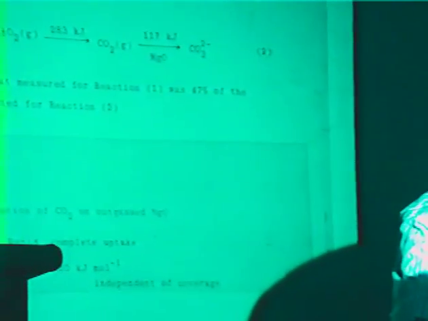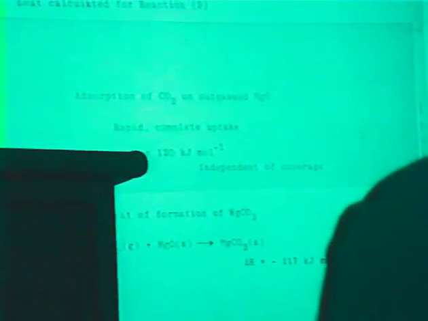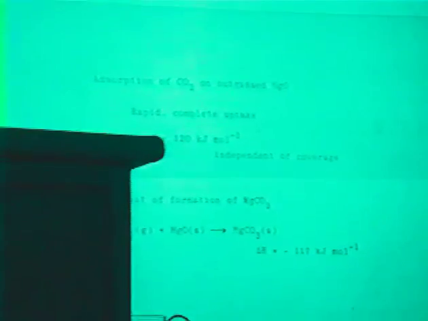Those are the data, by the way, for the adsorption of CO2. You can see that the value in the heat of adsorption experiment is very close to the molar heat of reaction of 3-dimensional magnesium carbonate.